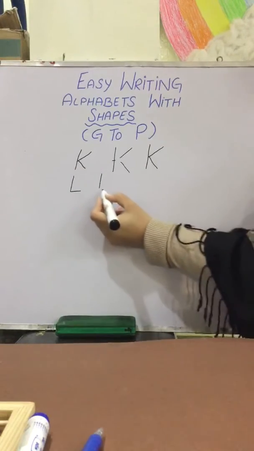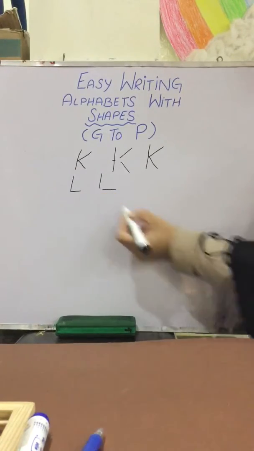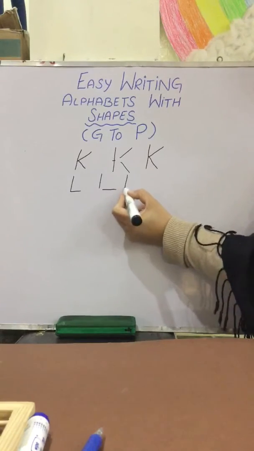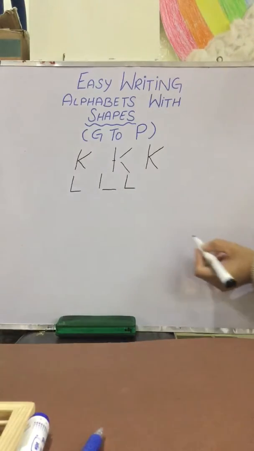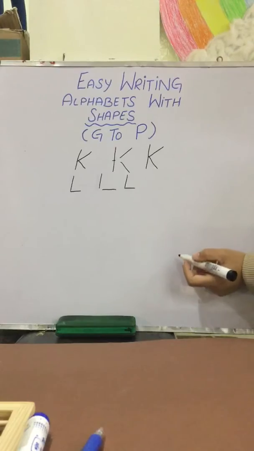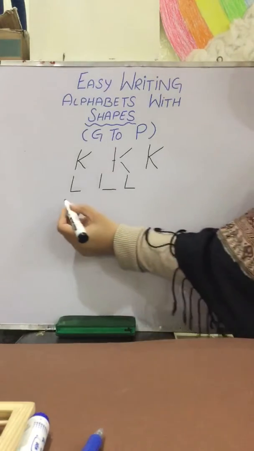Next one is L. Straight vertical line and horizontal line. This is the joining point. When we join it together, we get the full shape of L.